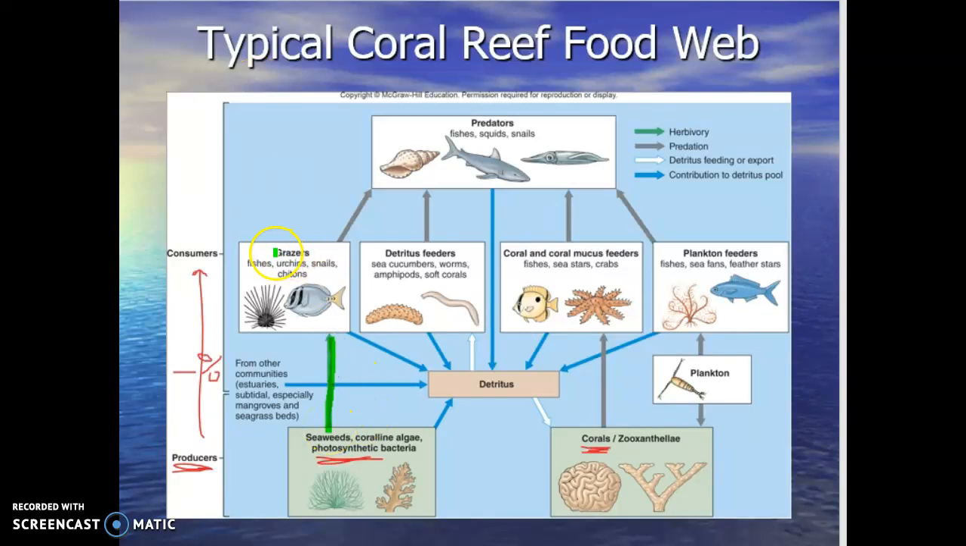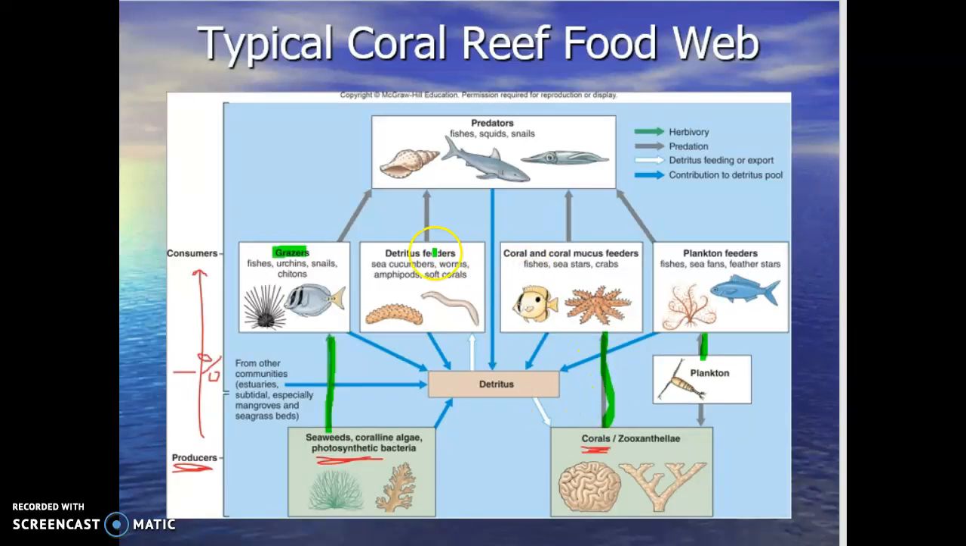You're going to have your grazers, different species of fish, urchins, snails, chitons, etc. You're going to have your plankton feeders that feed upon the plankton. Again, some of those fish, sea fans, sea stars, whale sharks, those guys are actually plankton feeders. And then our direct predators, guys that eat the meat, different corals, because they're grabbing food out of the water column. We have different fish, sea stars, etc. that fall into that category.